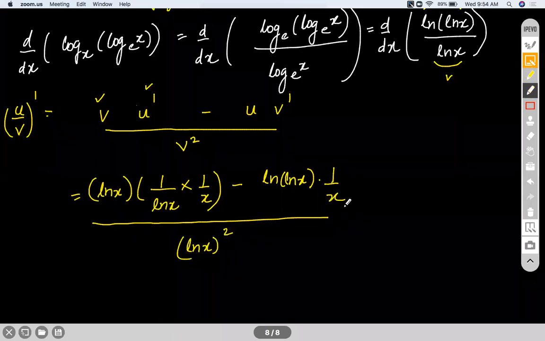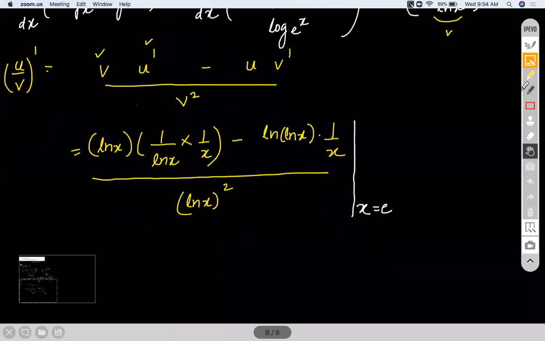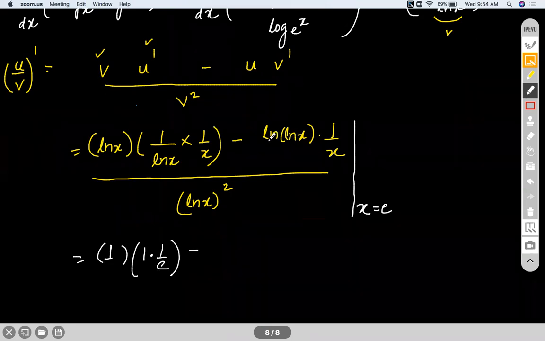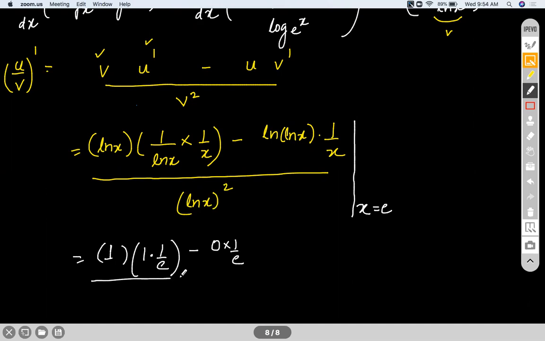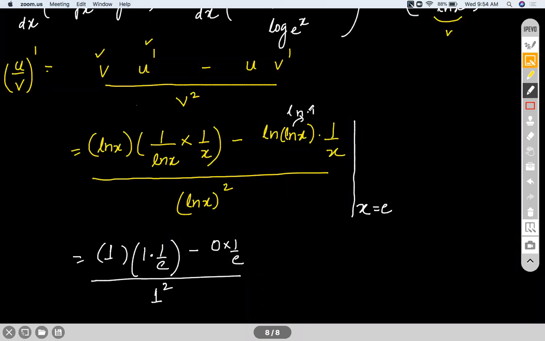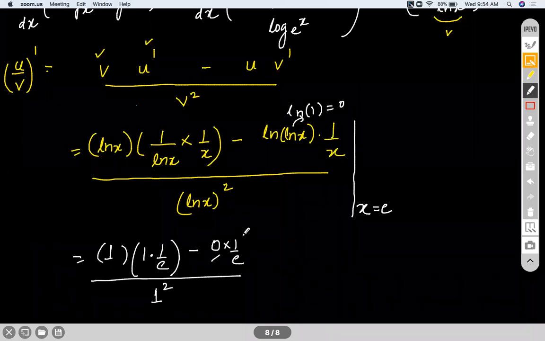Once this is done, you just have to put your value of x as e. So you have to calculate this at x equal to e. So we normally put a dash line and put x equal to e. It suggests that you have to substitute e in place of x. So ln e is 1. We all know that. 1 by ln e is also 1. 1 by x is 1 by e. Minus ln of ln e. ln of 1 will be 0. So this will be 0. So we don't have to bother about this term anymore. Divided by ln e is again 1, 1 square. So if you have confusion how this becomes 0, ln e is 1. So ln of 1 is actually 0. So the answer is this goes for 0. This is 1 by e by 1. That is answer is 1 by e.